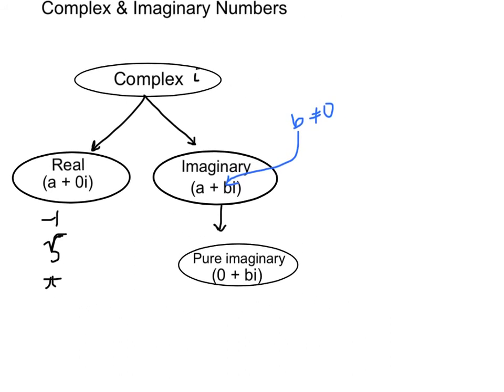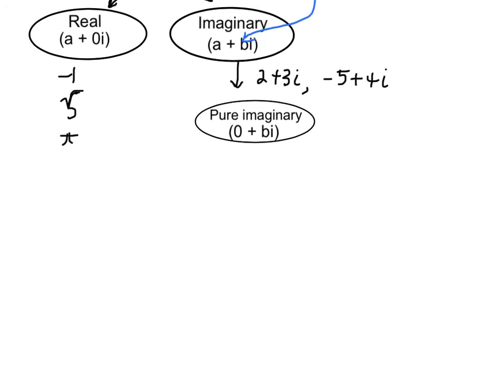Now imaginary numbers are of the form a plus bi, in which b is not 0. So we could have 2 plus 3i, negative 5 plus 4i, etc. And then within imaginary numbers, we have pure imaginary numbers, and these are simply the i part. So we could have i, we could have negative 5i, etc.